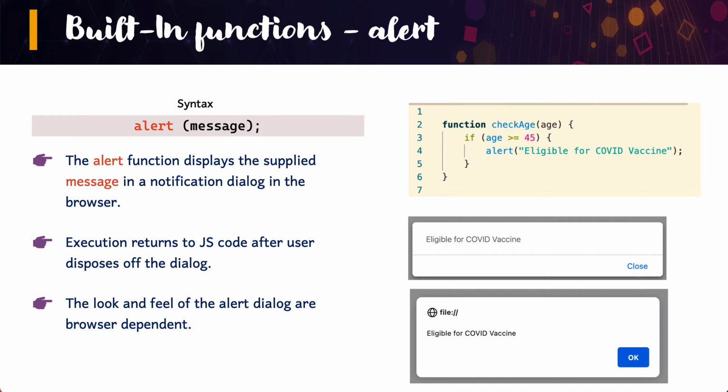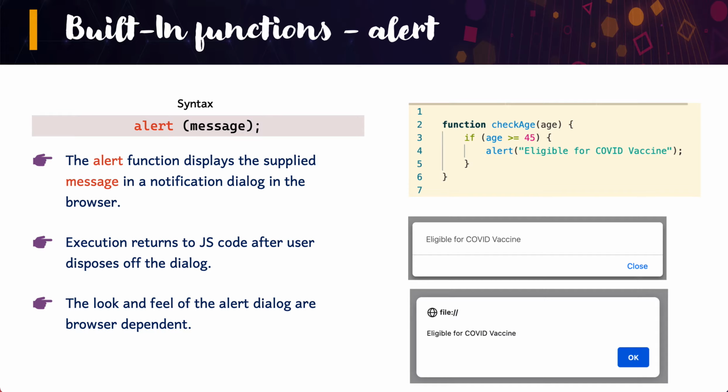When this function is called, the execution is suspended and the alert is shown to the user, and the execution remains suspended until user dismisses or disposes of that dialog box by clicking on the button. Once that happens, execution returns back to the JavaScript code. As I said, the look and feel of the alert dialog are browser dependent. Take a look at 2 examples that are there. One is a Safari browser, the top one, and the bottom one is a dialog box as shown by a Firefox browser.